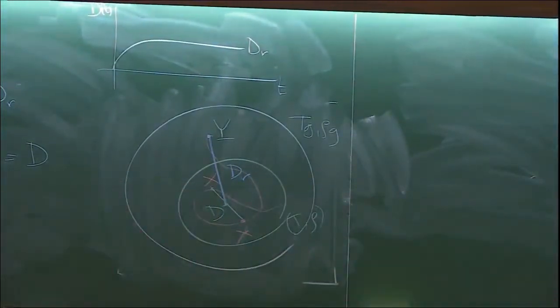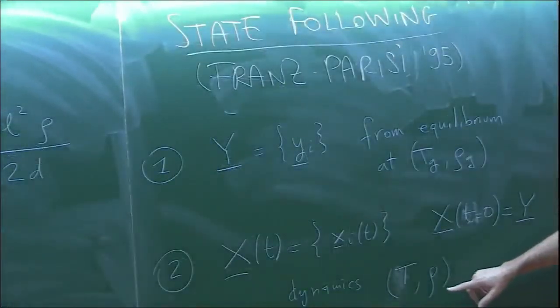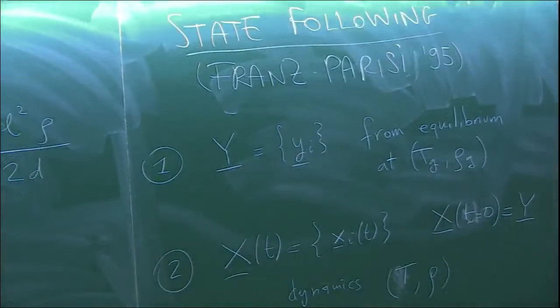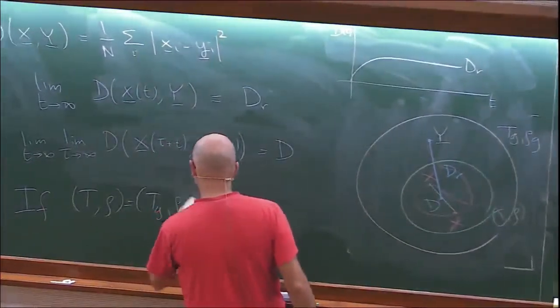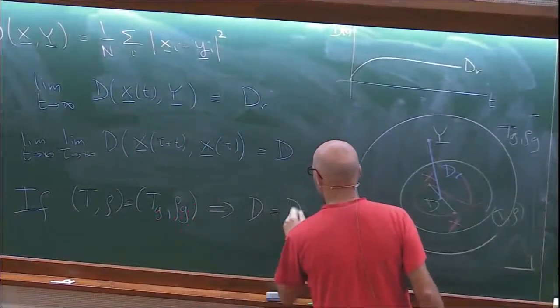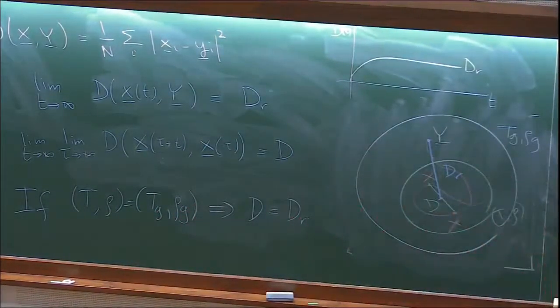So if I start in equilibrium at T_g, rho_g and I run the dynamics at the same state point, so if T equals T_g and rho equals rho_g, then these two quantities are equal because the state is not going to change and y is already a typical configuration. So there is no difference between x and y or x(t) and x. So if T, rho is equal to T_g, rho_g, then d is equal to d_R. Okay, and now I want to compute d from some kind of thermodynamic formalism.